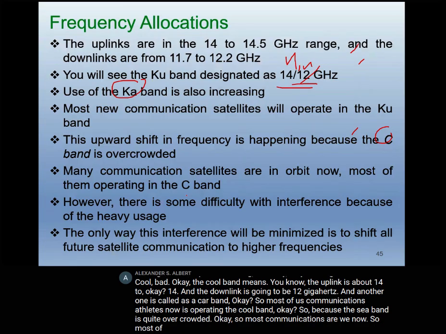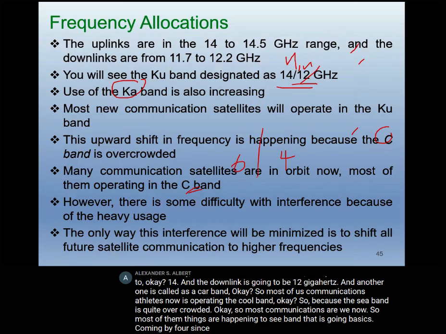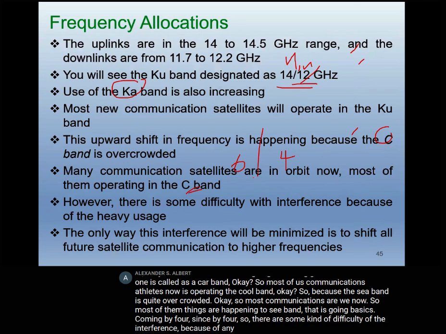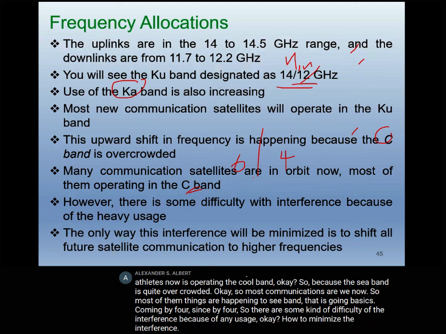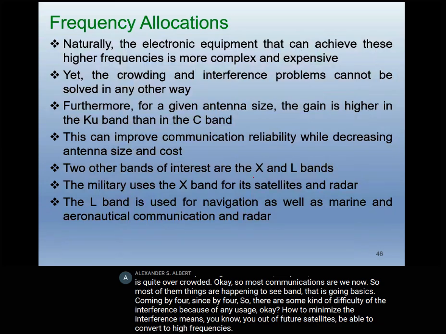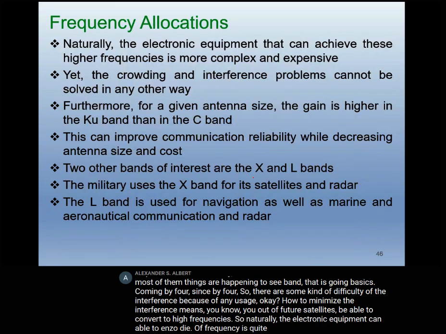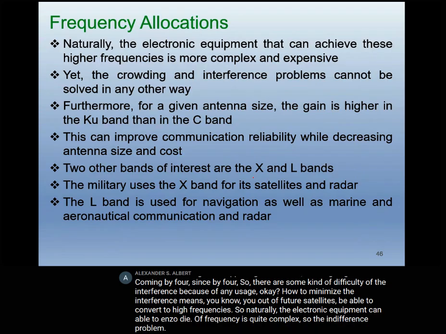Most of the satellites operate in the C-band, that is going up by 6, coming down by 4, 6/4. So there is some difficulty with interference because of heavy usage. To minimize the interference, for future satellites we have to convert to higher frequencies. Naturally, electronic equipment achieving higher frequencies is quite complex. So the interference problems cannot be solved in other ways.